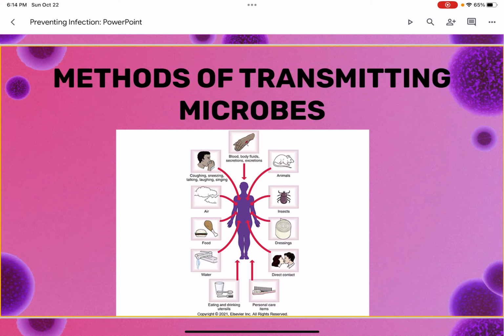Some methods of transmitting microbes are through blood, bodily fluids, secretions and excretions, animals, insects, wound dressings, direct contact with an infected individual, personal care items, eating and drinking utensils, water, food, the air, and coughing, sneezing, talking, laughing, and singing.